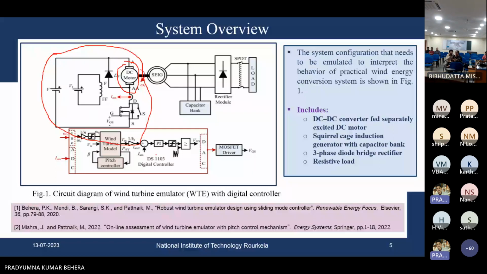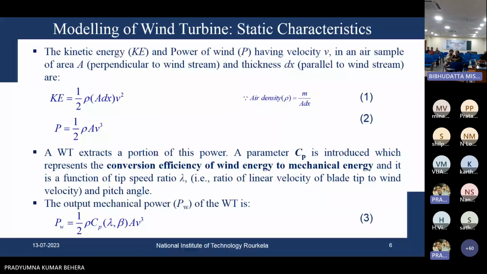Now I'm going to discuss the modeling of a wind turbine. First of all, I will discuss the static characteristic, and after that, we will discuss the various dynamic characteristics involved in wind turbine modeling.